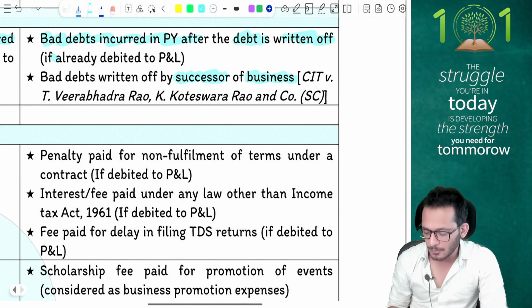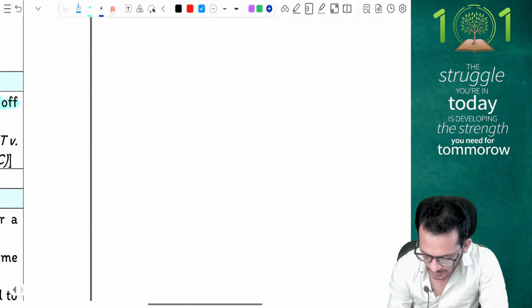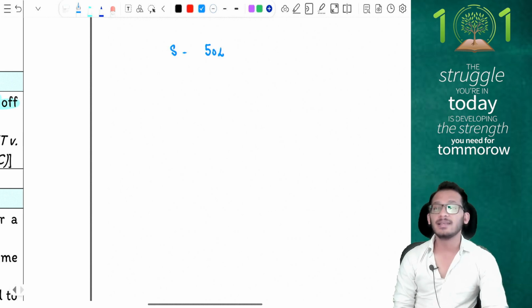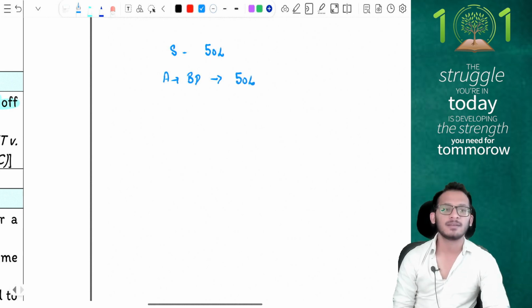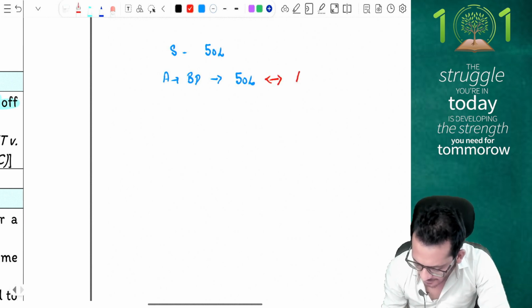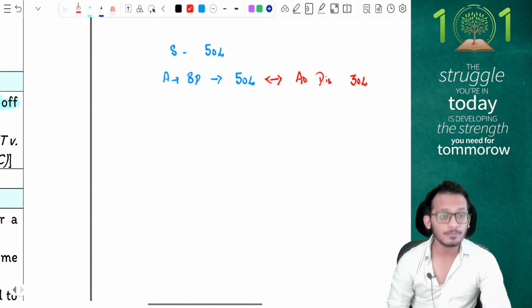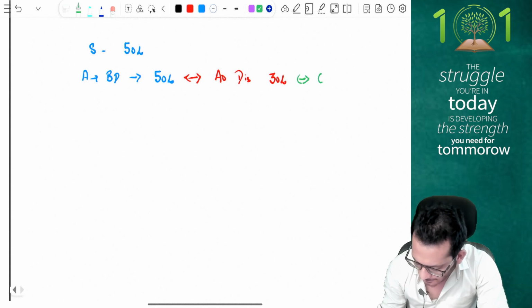Yes, I wanted to dwell upon this bad debts a little bit more, people, so I am giving you a simple example. Imagine the question says that there was a sale made of rupees 50 lakhs, in which the assessee decided to write off a bad debt. So the assessee wrote off a bad debt of rupees 50 lakhs. However, during the course of assessment, the assessing officer disallowed 30 lakhs worth of bad debt. In simple words, I got a claim of only 20 lakhs.